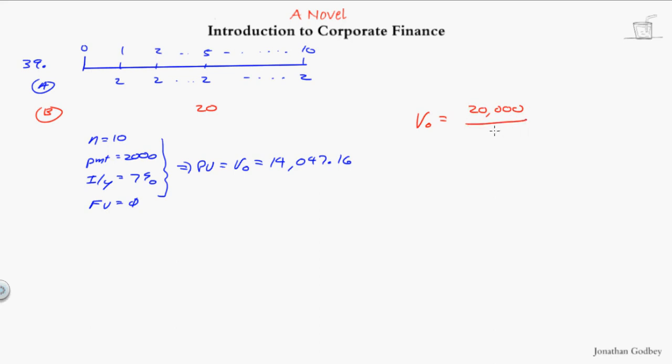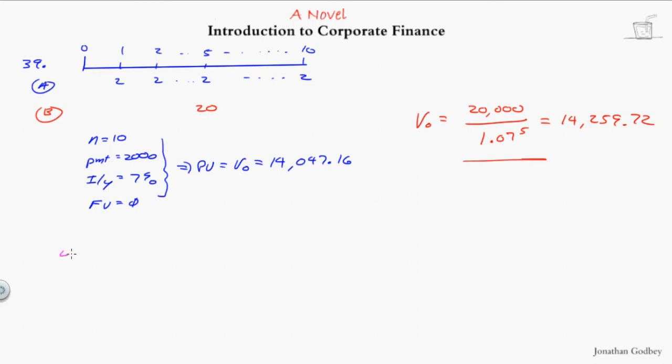For Machine B, I can say the value today is equal to the $20,000 divided by 1.07 to the fifth. I think this way is faster. You could use these different functions if you wanted. That's equal to 14,259.72. So Machine B is the better one.